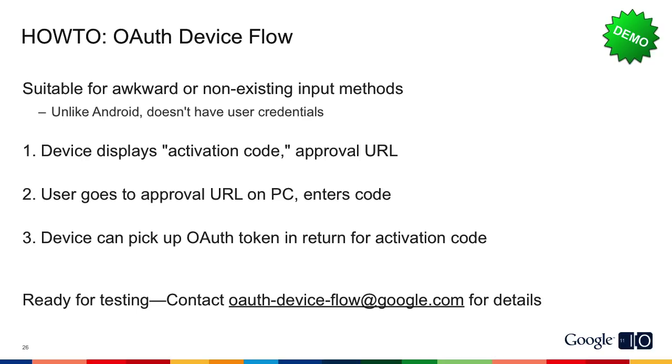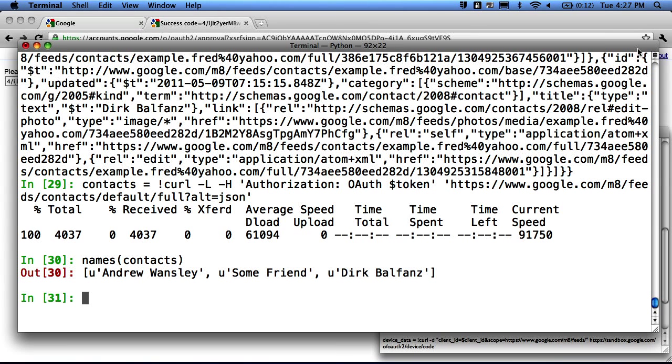It displays the activation code to the user and says, hey, why don't you go to this certain page at Google, type in this activation code, and once you approve access, the application that's running on the device will have access to whatever account the user is using at Google. Let me show you how that works. I also have a little code snippet for that.